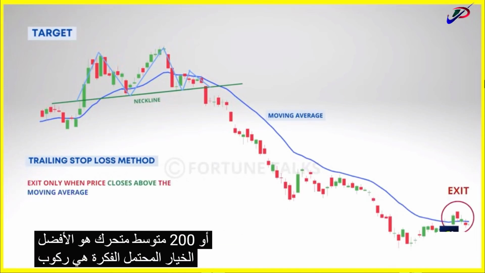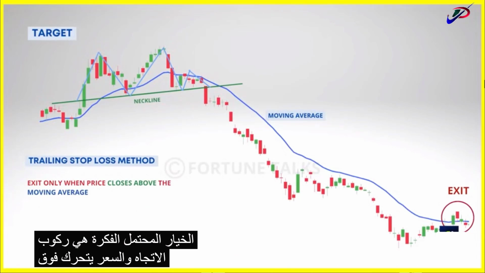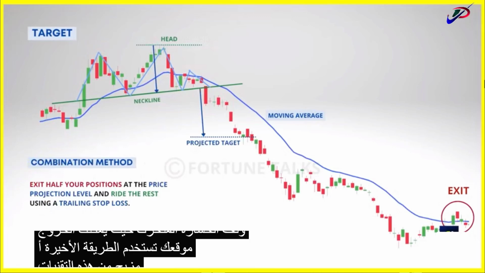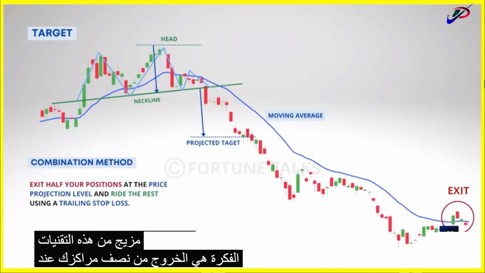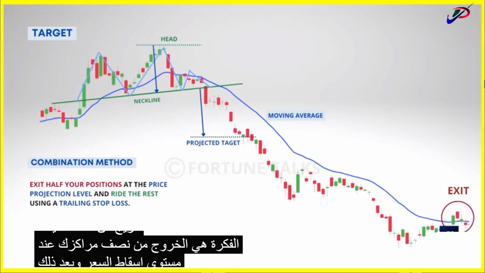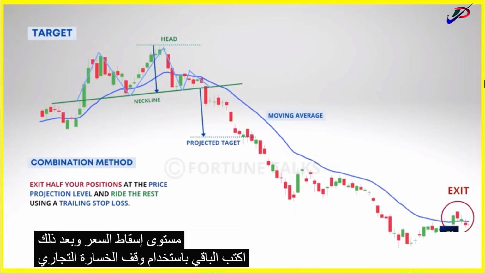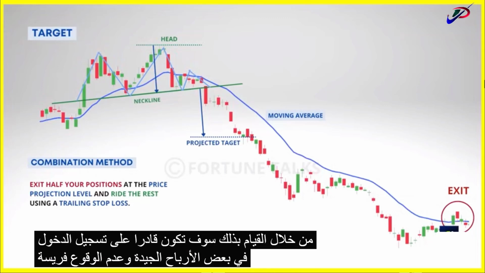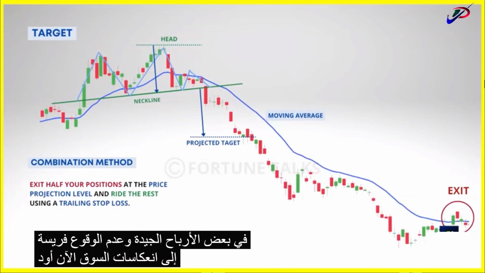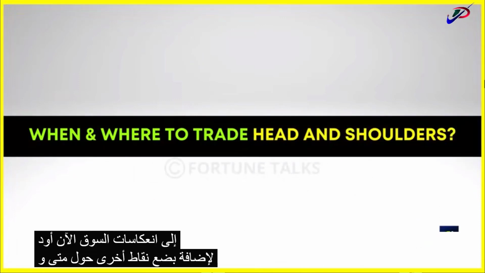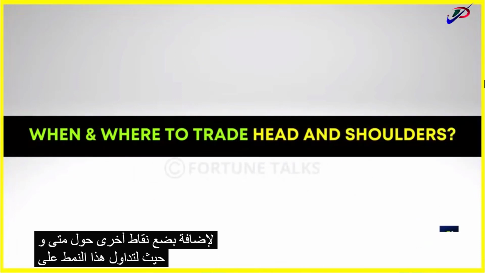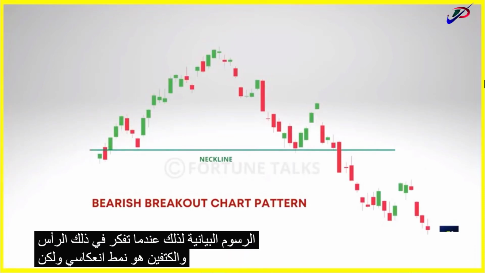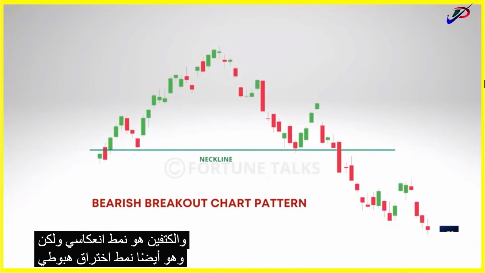The idea is to ride the trend until the price moves above the trailing stop loss, where you can exit your position. The last method uses a combination of both these techniques. The idea is to exit half your positions at the price projection level and then ride the rest using a trailing stop loss. By doing this, you will be able to lock in some good profits and not fall prey to the market reversals. Now, I would like to add a few more points as to when and where to trade this pattern on the charts. So when you think about it, head and shoulders is a reversal pattern, but it is also a bearish breakout pattern.